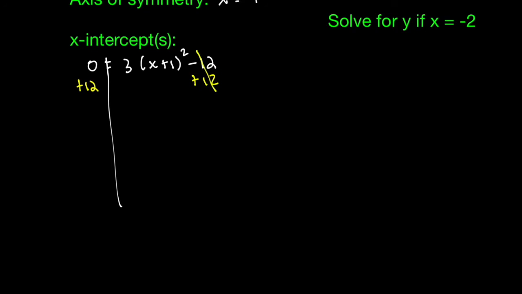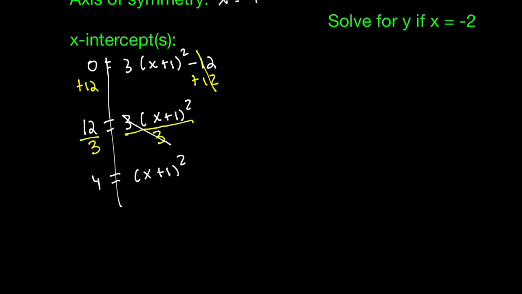On the right hand side, negative 12 and positive 12 cancel out. And on the left hand side, 0 plus 12 gives me 12. And we still have that 3 times x plus 1 quantity squared. The second step is going to involve getting rid of this factor here. So we're going to divide both sides by 3 since we have to undo the multiplication. 3 divides 12 4 times. And on the right hand side, the 3's cancel out, leaving us with x plus 1 quantity squared.